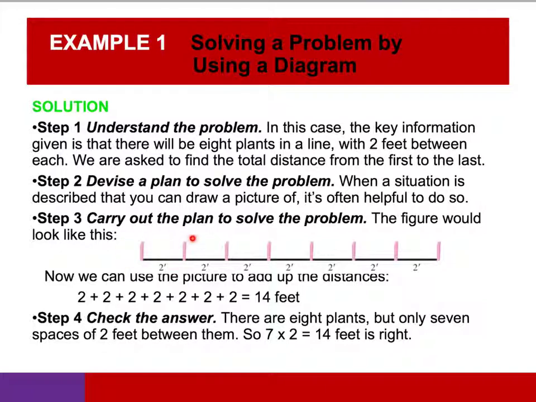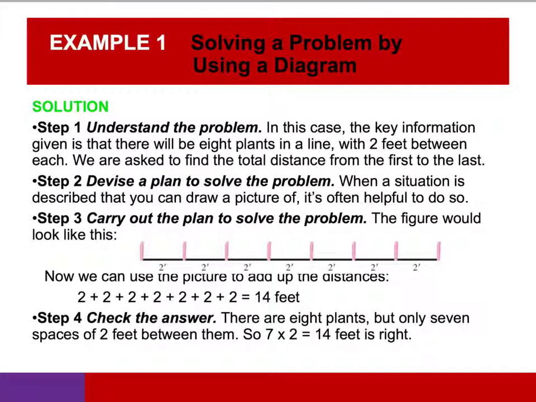Here's one plant, the second plant, third, fourth, fifth, sixth, seventh, and 8th plant. And there's 2 feet in between each one. Just marked it up like so. Now if we add those all up together, we figure out it's 14 feet. And does it make sense? Yeah, because we don't need 8 2-feet spaces. We need 7 spaces in between the 8 plants. So that's why it's correct.